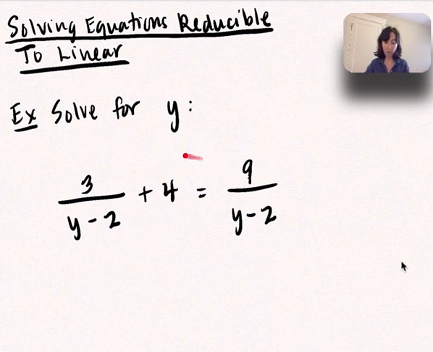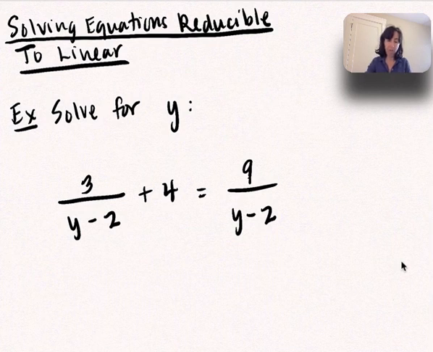We want to solve for y. Now this looks a little crazy, partially because there's a y minus 2 in the denominator, so it's a little bit complicated looking. Anytime you see an equation like this that has fractions within it, you can do this thing called clear the fractions. And so how do you clear the fractions?